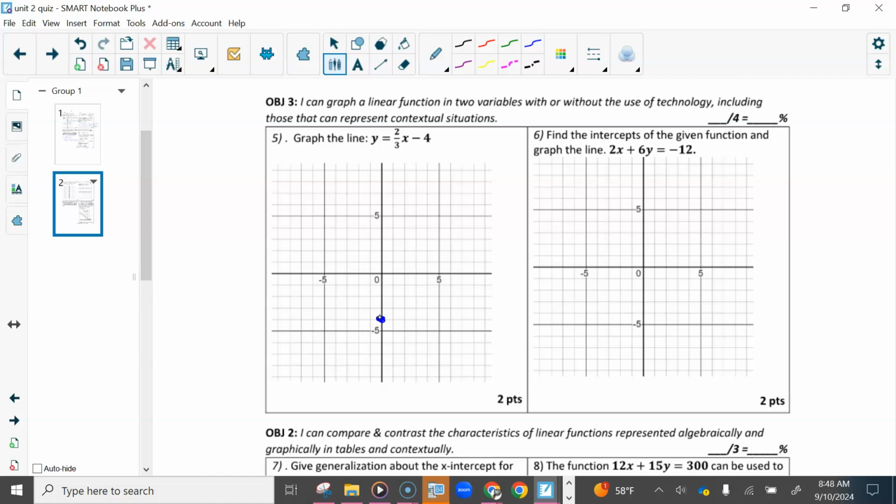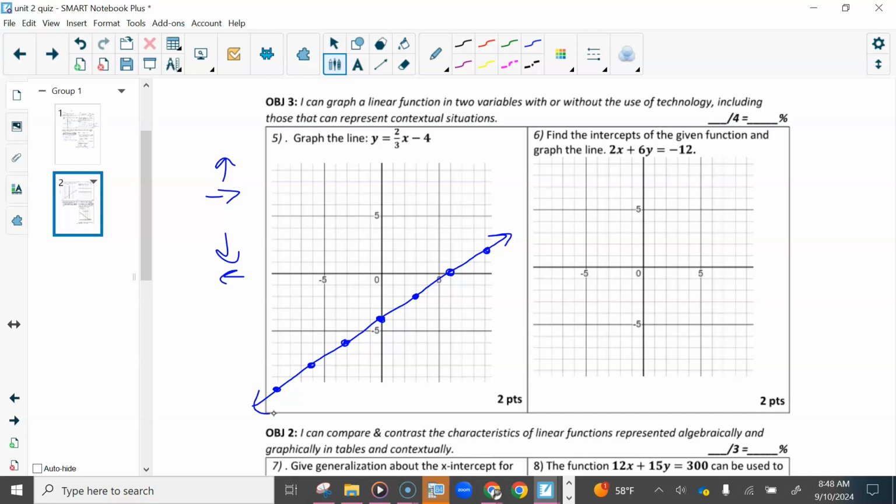The slope is 2/3, it's positive, so we can go up and to the right or down and to the left. Up 2 to the right 3 as many times as possible. And down 2 to the left 3 as many times as possible. This one's going to be cut off. And then you will draw a line through all of those points. Try to be as straight as possible. Make sure you're going through as many points as possible, and that you're drawing arrows at the ends.